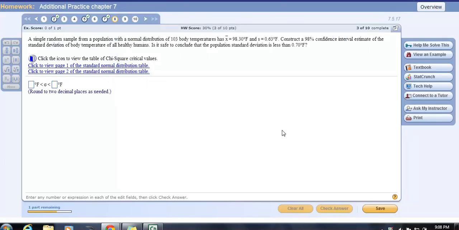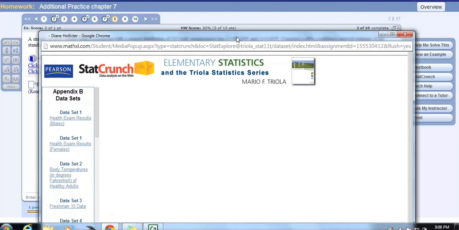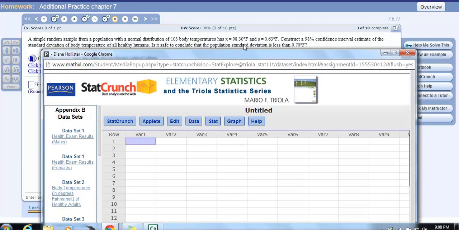Hi, we're going to take a look at a homework problem from Chapter 7 that has to do with a confidence interval for standard deviation. Several of you are making the same mistakes and getting frustrated with these problems, so we're going to take a look at using StatCrunch. This particular problem, if you notice, gives us the mean, the standard deviation, the sample size, and the confidence interval question.